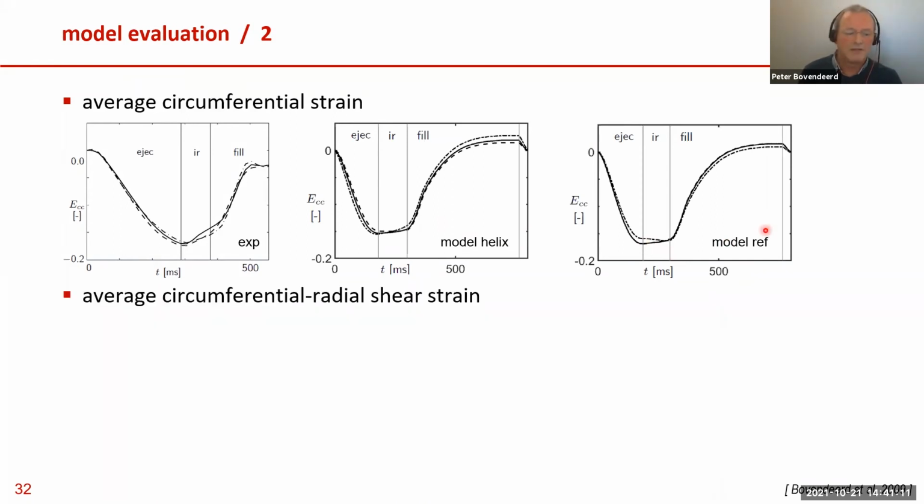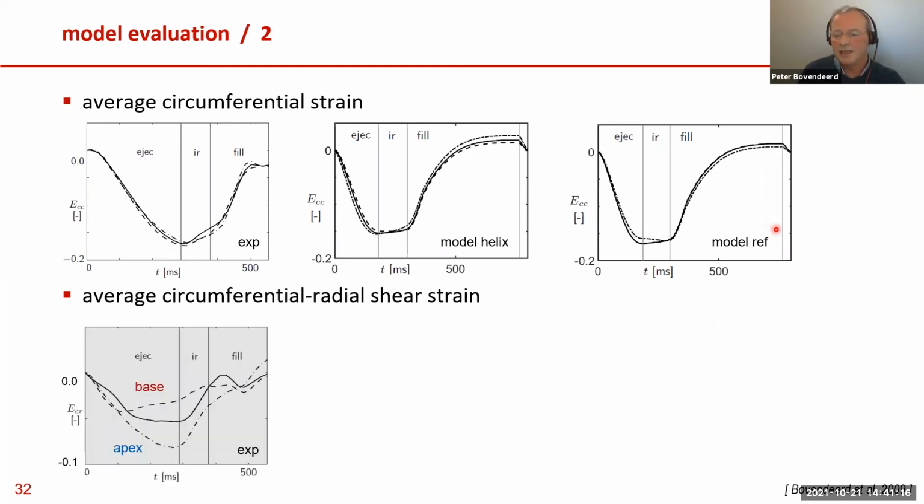This is different if we look at circumferential radial shear strain. In the experiment, we saw a common decline of the shear strain during the first part of the ejection phase, and then the patterns diverged. You can see at the base, shear strain starts to increase, whereas at the apex, the shear strain decreases further.